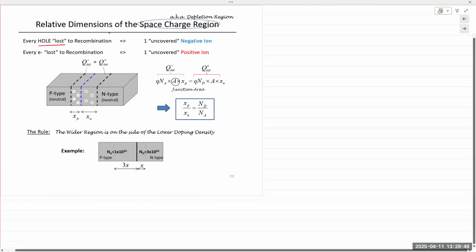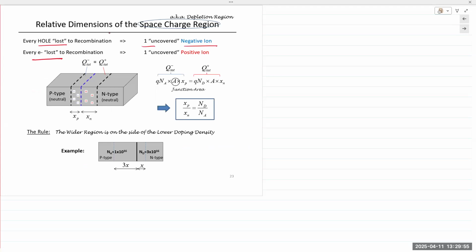Every hole that is lost and every electron that is lost to the recombination process leaves behind one negative ion and one positive ion. Uncovered simply means there is a charge left. It's not balanced or covered by an opposite charge. If you have an ionized positive atom, it is balanced by a negative electron. If it's an ionized negative atom, then you have a positive hole associated with it to keep it neutral. But because they are lost to recombination, every hole and electron lost is creating two charges, one on either side.